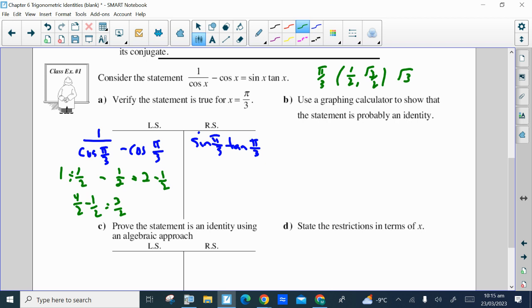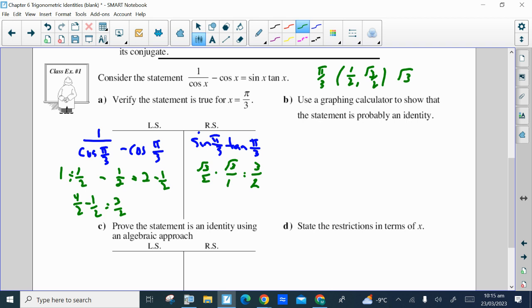So we need to get the same thing on the right side. The sine of pi on 3 is root 3 over 2, times the tangent of pi on 3, which is root 3, or root 3 over 1. And when you multiply root 3 times root 3, you'll get root 9, which is 3, over 2 times 1. So we got the same thing on both sides. We get 3/2 on both sides.